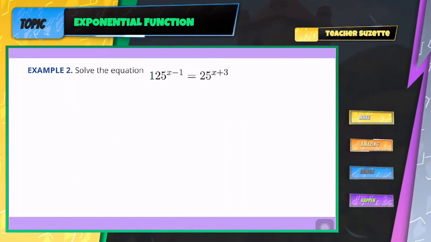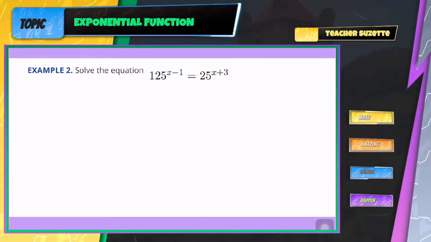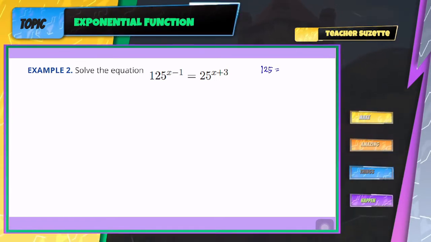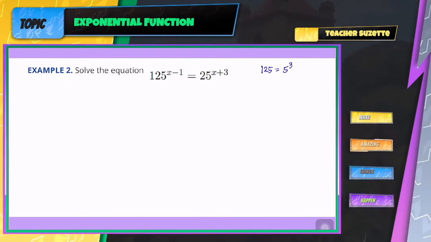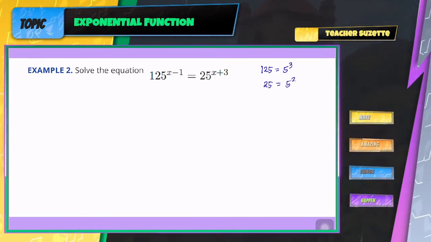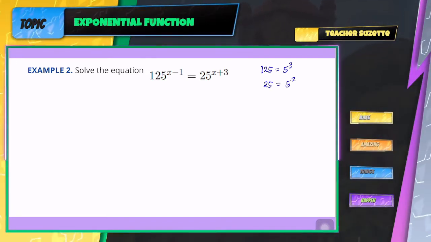Next, let's have this example. We have 125 raised to x minus 1 is equal to 25 raised to x plus 3. So, ang ating 25 and 125 can be expressed as 5 raised to cube and 5 raised to squared respectively. So, 125 is equal to 5 cubed, then 25 is equal to 5 squared. Ayan. So, they are now expressed in the same base. So, ipalitan na lang natin yung 125 and 25 natin.